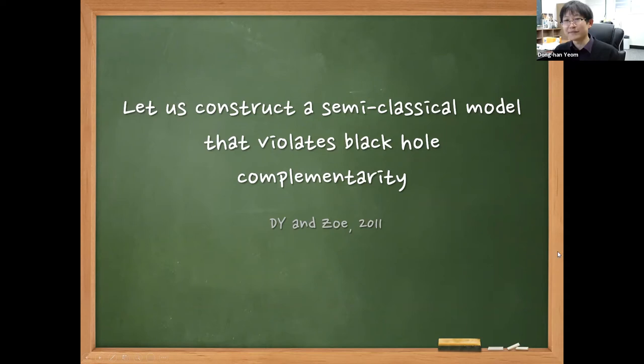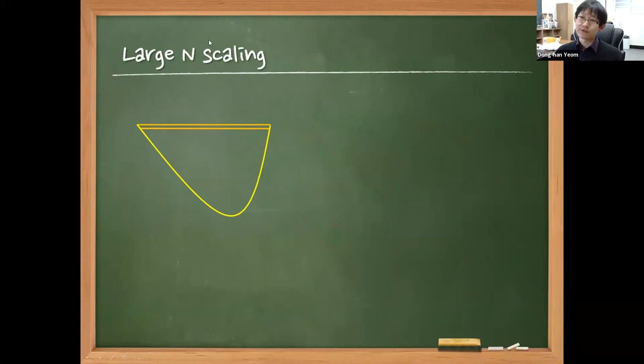I introduced the notion of large N scaling, but I think it's not a difficult notion. So let me very briefly give the physical intuition for why black hole complementarity can be inconsistent. This is the causal structure of black holes. Here is the spacelike singularity, and this yellow curve is the apparent horizon, and of course you can draw the event horizon as a null line. This is nothing but the causal structure of the black holes.